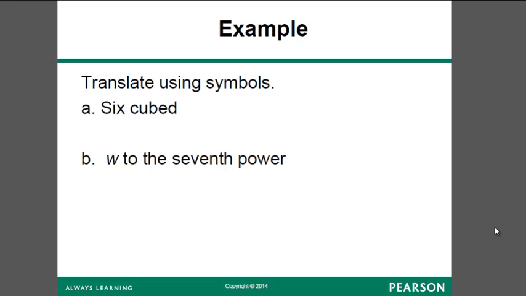Remember what I said cubed meant. Cubed actually means 3rd power. So 6 cubed is 6 to the 3rd power. W to the 7th power is W with a 7 in the exponent form. You'll be using exponents for everything that we have, whether it be order of operations or anything like that.